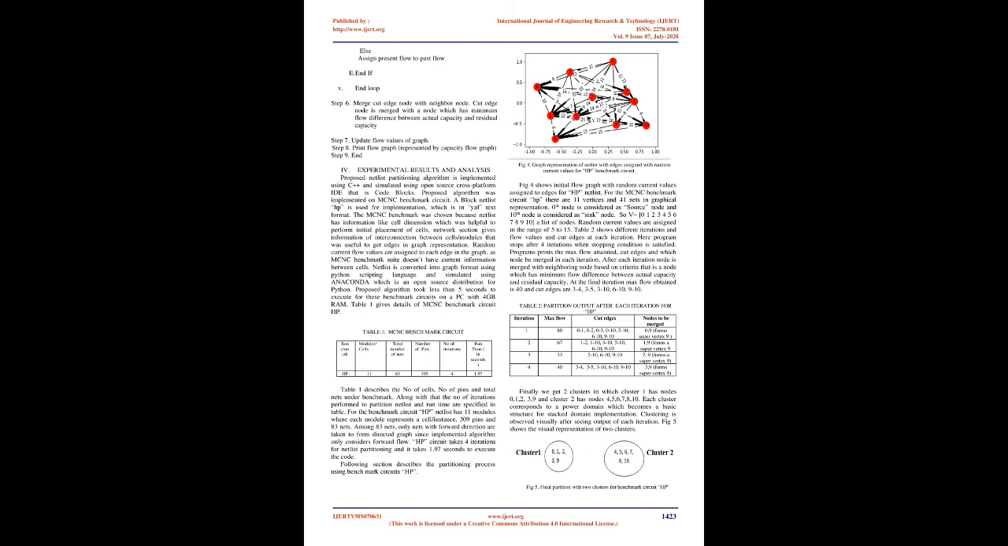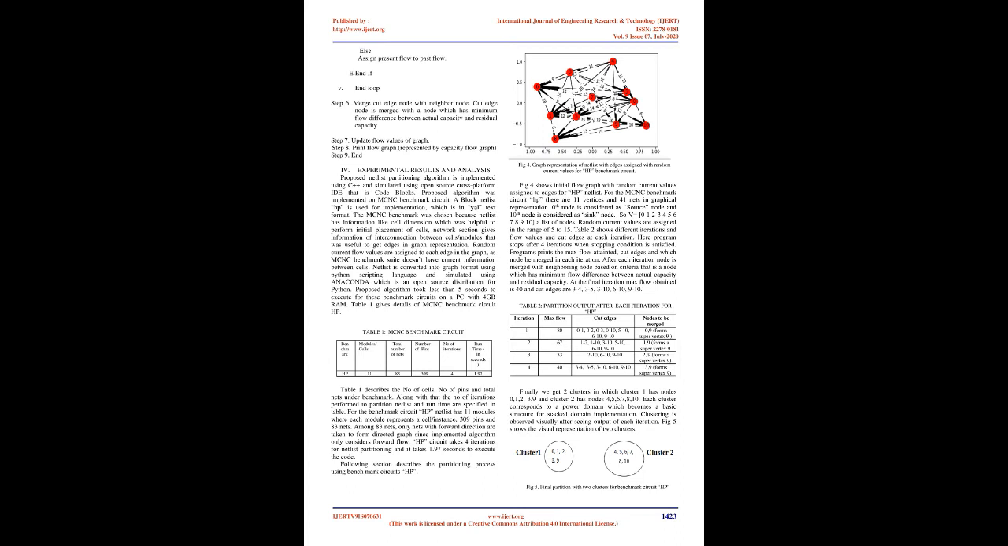Table 1, MCNC benchmark circuit. Benchmark. Module. Total. Number of pins. No. Run. HP. 11. 83. 309. 4.